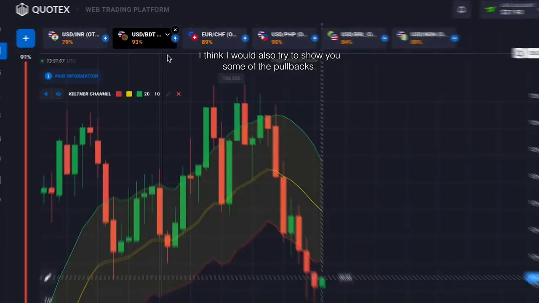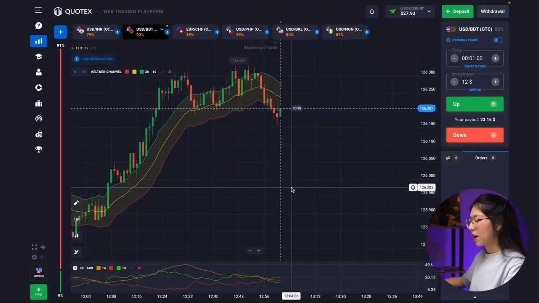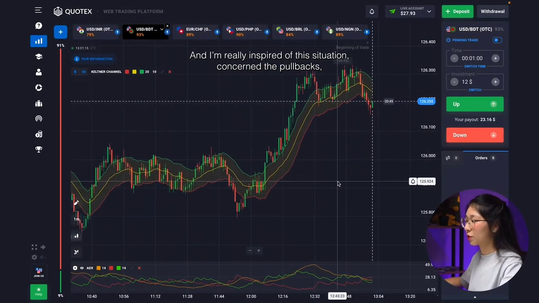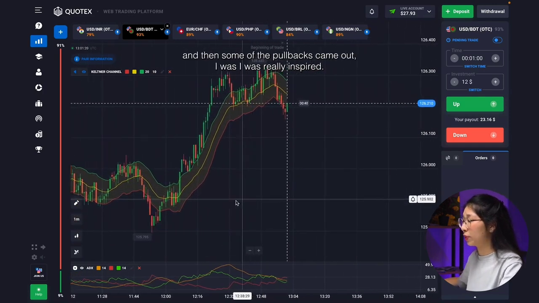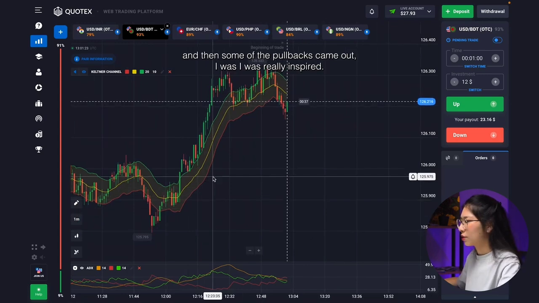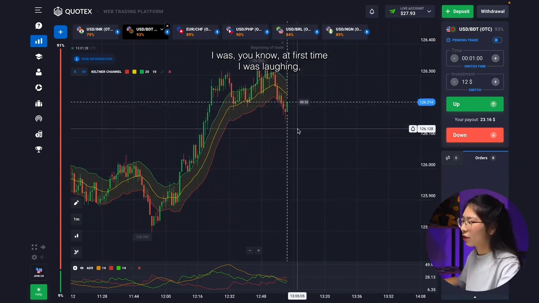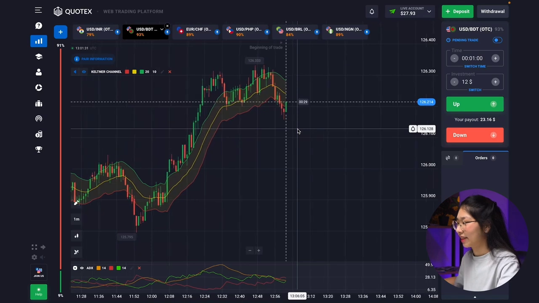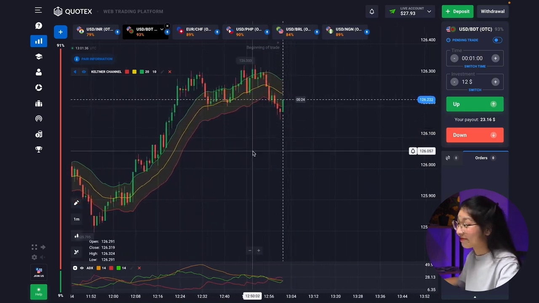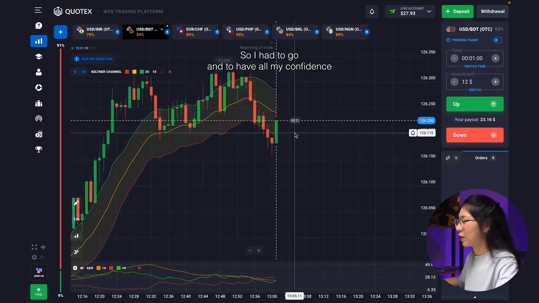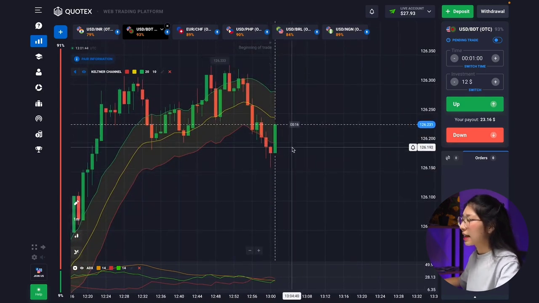So what else here? I think I would also try to show you some other pullbacks. I'm really inspired with the situation concerning the pullbacks, because the previous time in my online trading session some of the pullbacks came out, and I was really inspired. At first I was laughing, but then I realized that the situation was going out of control. So I had to have all my confidence, and I want to show you how I came out of situations like those ones.